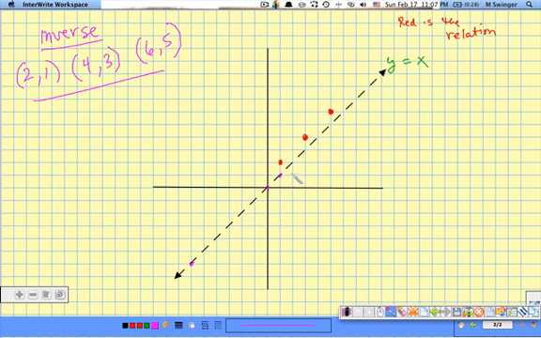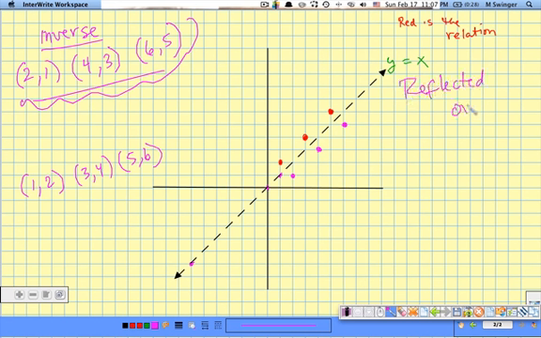So let's graph those. 2, 1, 4, 3, and 6, 5. Do you notice anything between the red dots, which are the 1, 2, 3, 4, and 5, 6, and the inverse dots, the purple dots? This always happens. They're always reflected over the line y equals x.